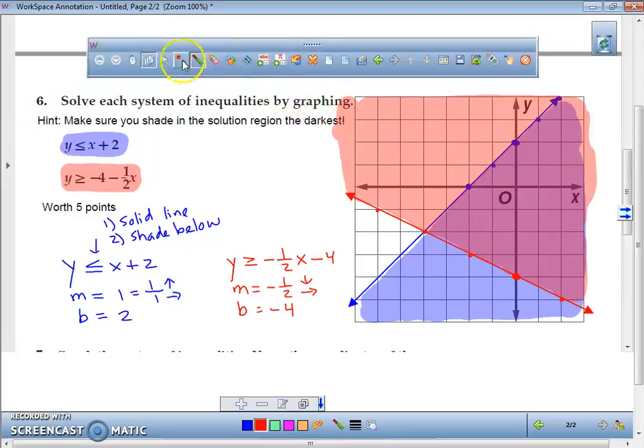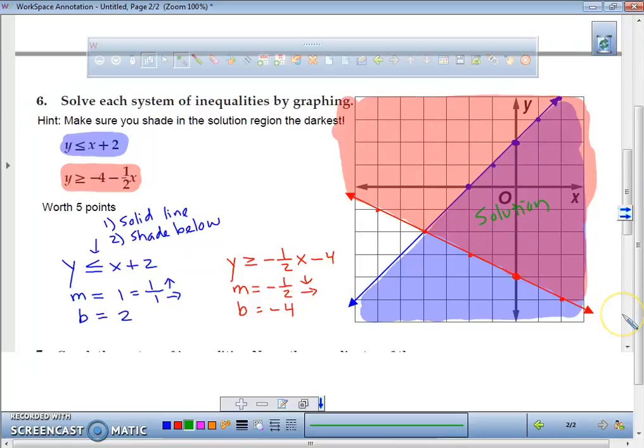All right. Make sure you shaded the solution region the darkest. So right here, I should easily be able to see that this will be your solution. So if you have to do one of these tomorrow, make sure I can clearly see where your solution is. Make sure you find the correct slope and the y-intercept to use. This one was easy because both of them were already in what? Slope-intercept form. So we're going to go ahead and move down to the last problem on our review.